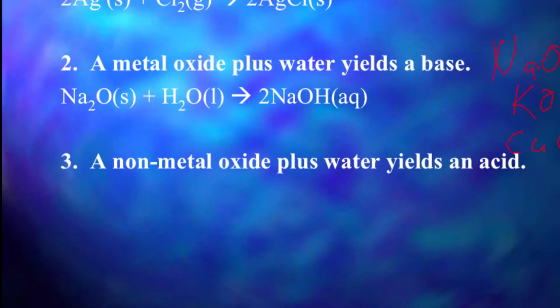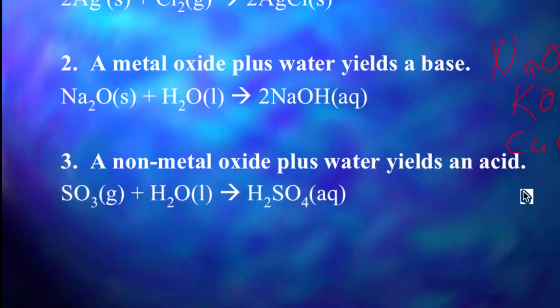The third rule talks about the opposite of that. A non-metal oxide and water makes an acid. Well, a non-metal oxide could be sulfur, phosphorus, carbon, fluorine. Any of those would be good non-metals. And the oxide is just, non-metal oxide. So carbon dioxide, sulfur trioxide, nitrogen dioxide. All of those would be good non-metal oxides. And they make an acid. And you guys know from before that all acids start with H, right?